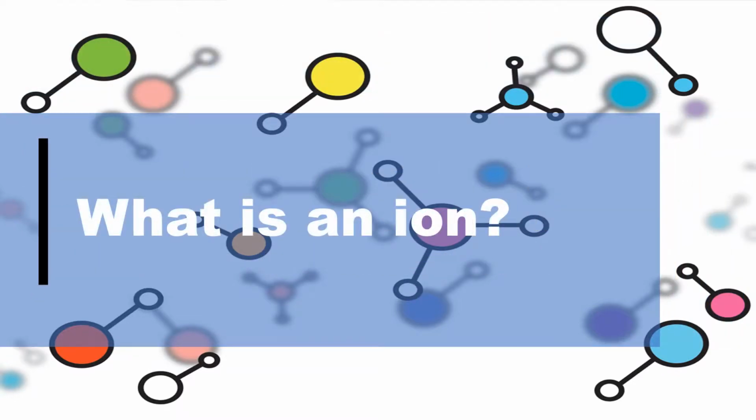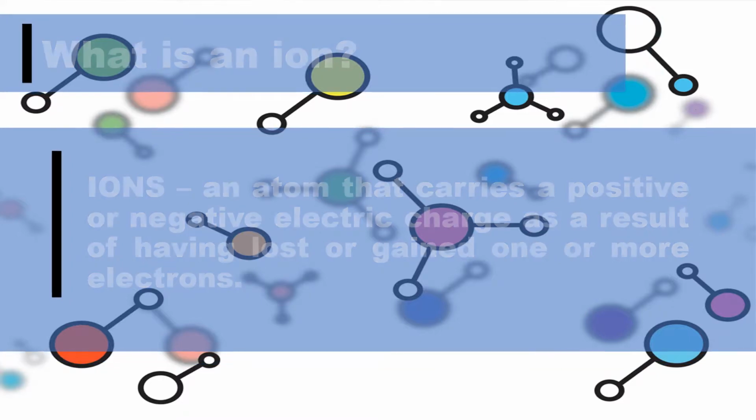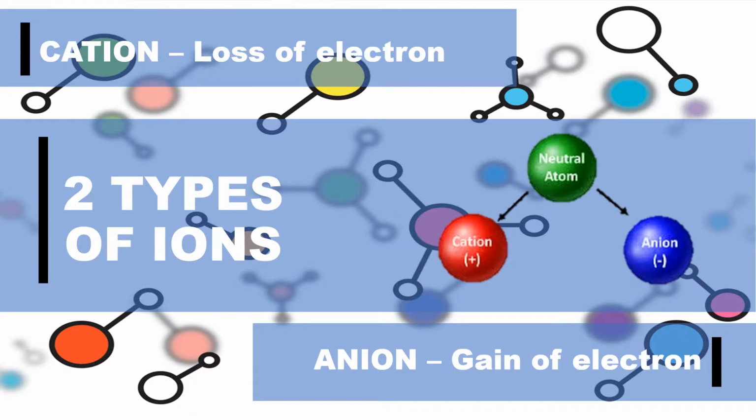What is an ion? An ion is an atom that carries a positive or negative electric charge as a result of having lost or gained one or more electrons. There are two types of ions. The cation, which is positively charged and has lost a number of electrons. And the second one is an ion that has gained electrons and is a negatively charged ion.